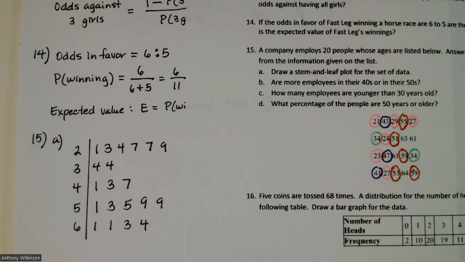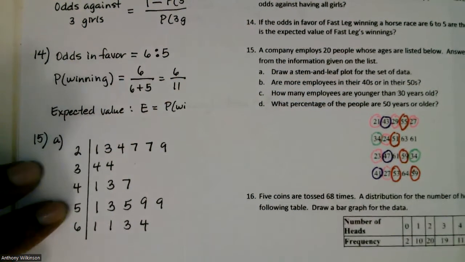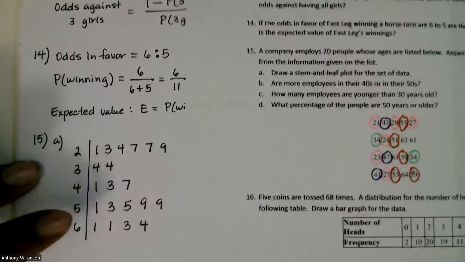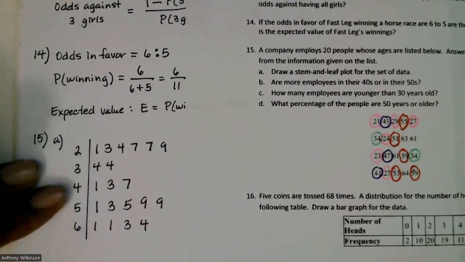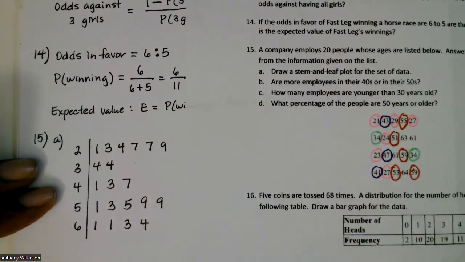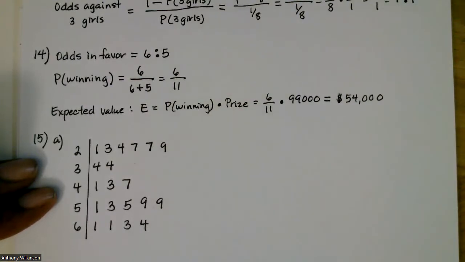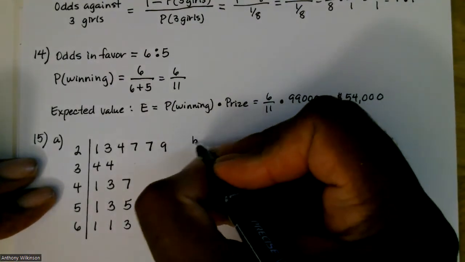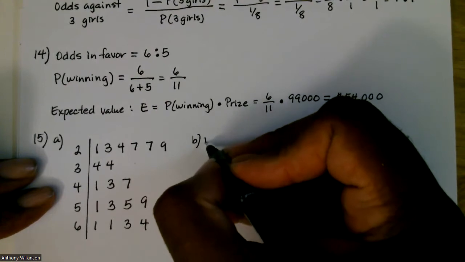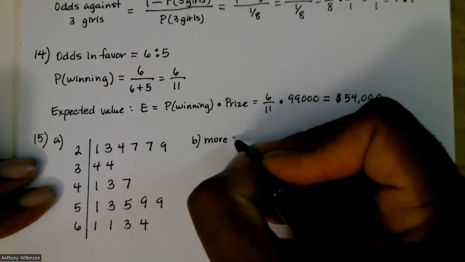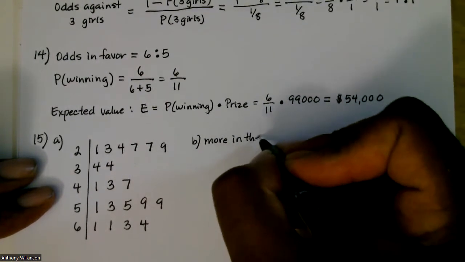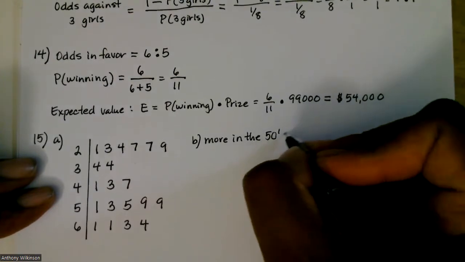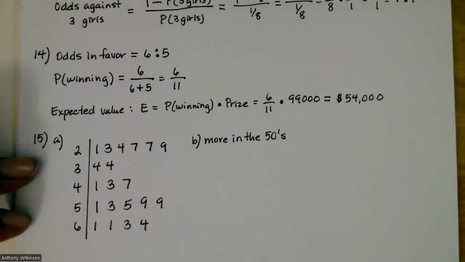So now we're going to use that to answer part B. Are more employees in their 40s or in their 50s? Well, these are the 40s and these are the 50s. There are more people in their 50s than there are in their 40s. Okay, so to answer part B, there are more in the 50s than they are in the 40s.